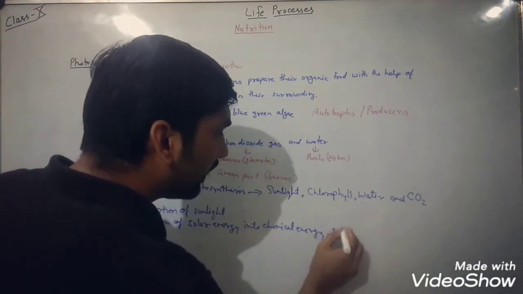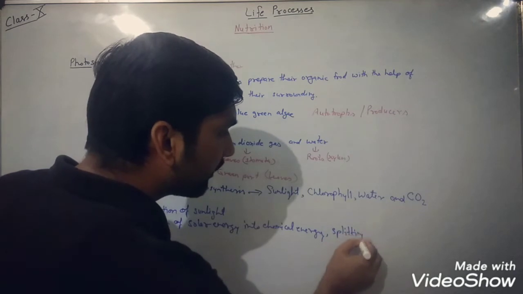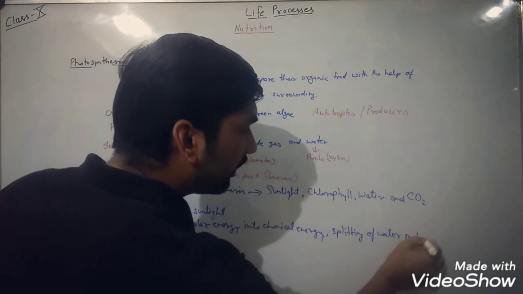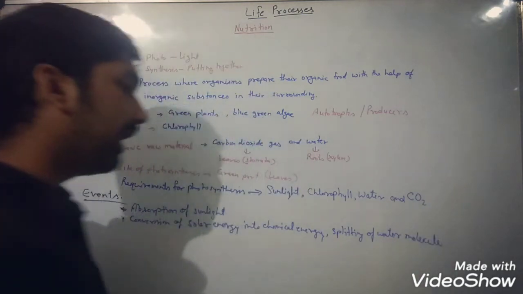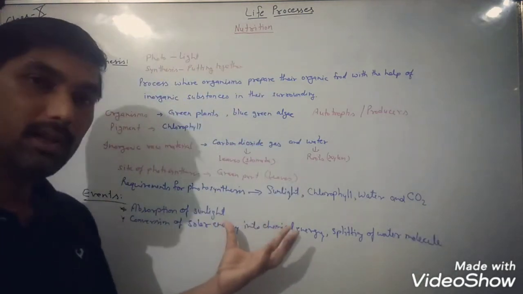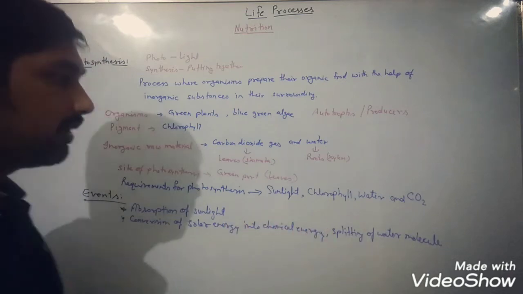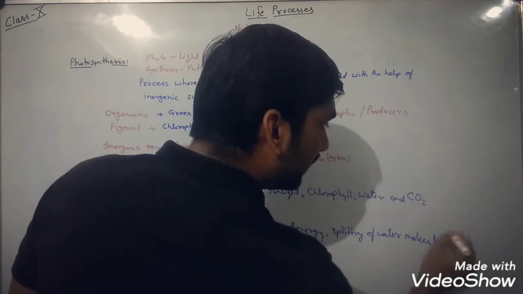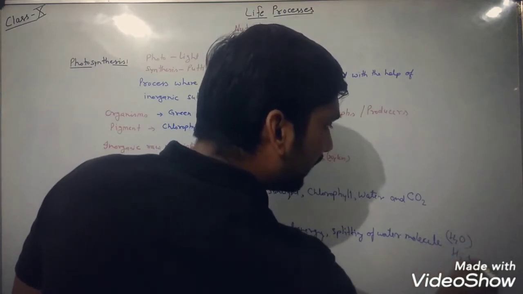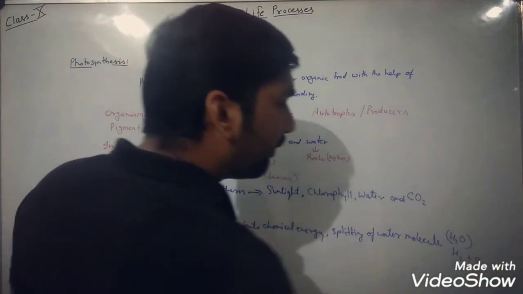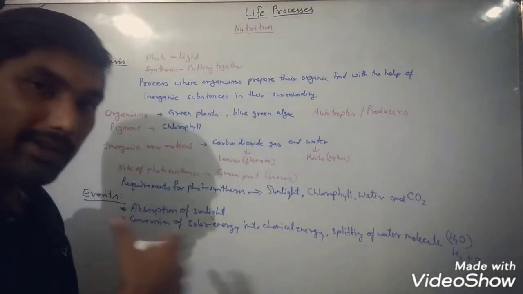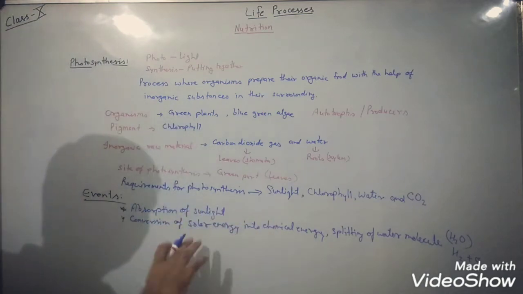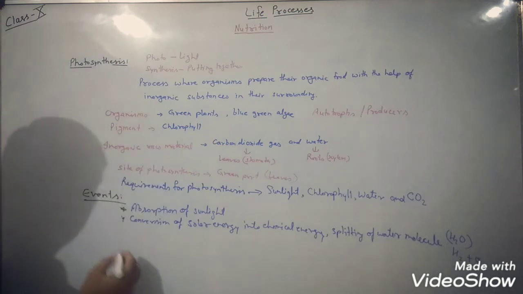And while this solar energy is converted into chemical energy, one more process will take place there. That is what? Splitting of the water molecule that was absorbed during this process. Since water is a compound of hydrogen and oxygen, the hydrogen and oxygen will be split, broken down in the presence of the solar energy, which will finally be converted into chemical energy.